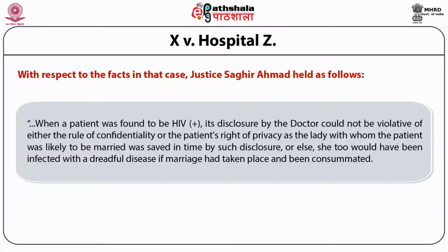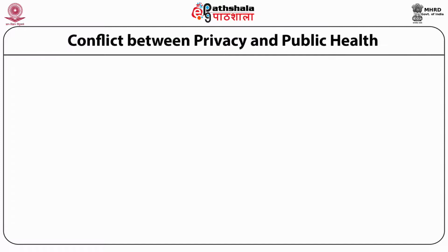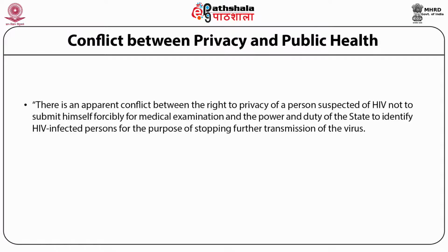I mean, there is a conflict. What is the conflict? The conflict is between the right to privacy of a person suspected of HIV not to submit himself forcibly for medical examination, and the power and duty of the state to identify HIV infected persons for the purpose of stopping further transmission of the virus.